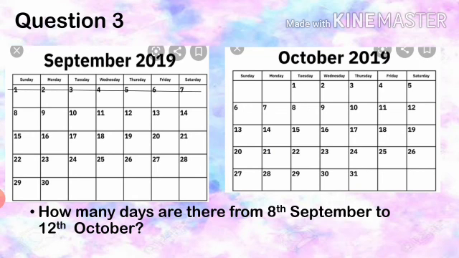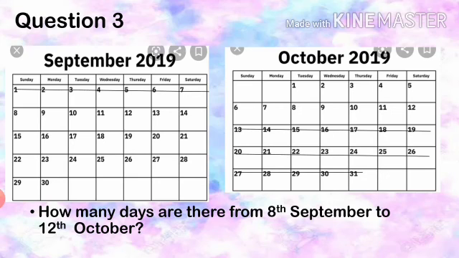So I am cancelling the 7 days. In the month of October, I want only till 12th. So I don't want the days from 13. So I am cancelling those days also. So first I want to find out how many days are there from 8th to 30th in the month of September. So how can I find out? Instead of counting, I can subtract from the total number of days. Total number of days in the month of September is 30 minus the days before, 30 minus 7. So you can find out the number of days in September.